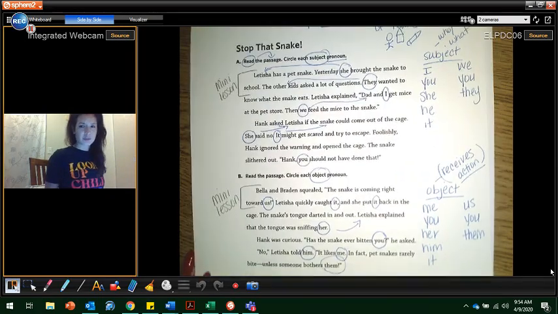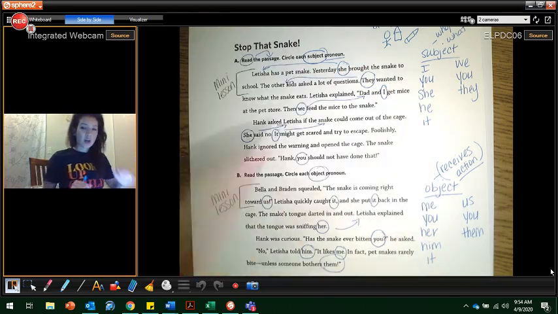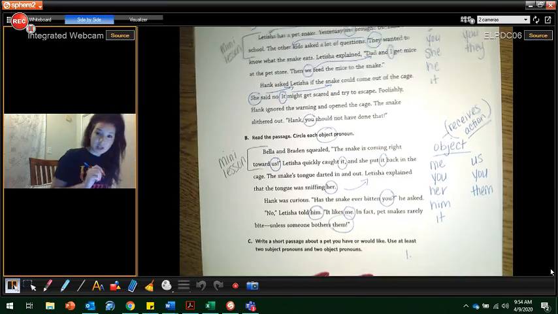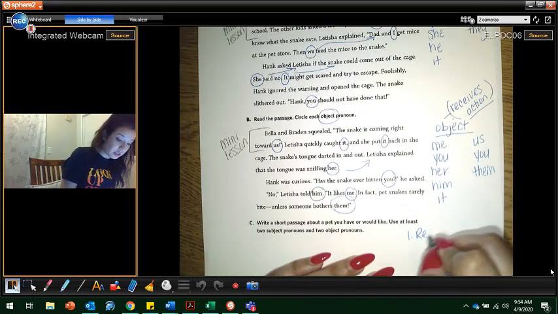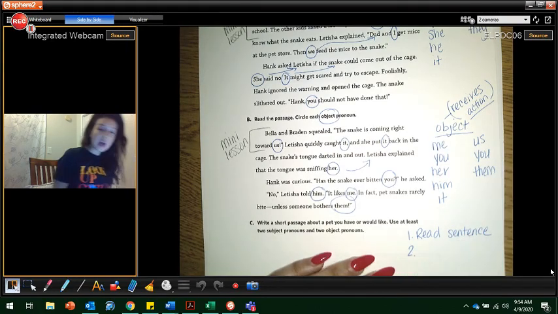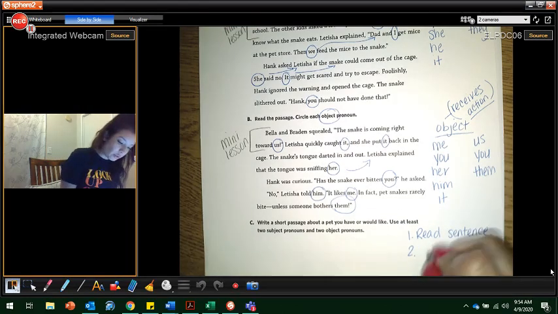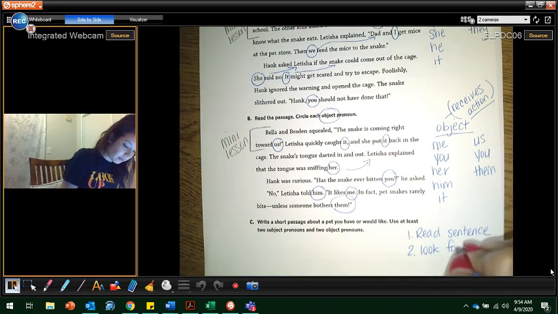So big difference here, right? With subject and object pronouns, we're looking at who is doing an action, who's the subject, and who is receiving the action, who's the object. So some steps you want to take whenever you're trying to figure this out is you're going to read the sentence, right? And you're going to find out if the pronoun is in the subject. Is it doing an action, or is it the object receiving the action? So you want to look for pronoun or where it belongs, right?